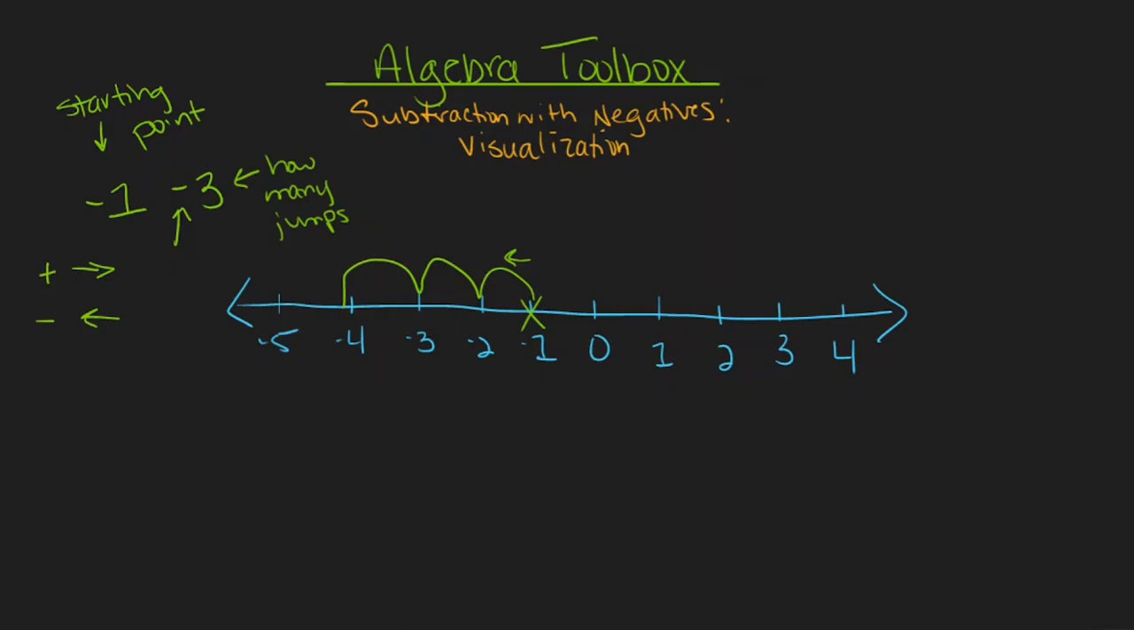Let's try another problem like this. Let's take a look at something like -3 minus 2. Again, the first number tells us our starting point on the number line, so we're going to begin at -3. Subtraction tells me which direction I'm going to move on the number line, so I know that I'll be moving to the left. And then the second number, 2, tells me that I need to take 2 jumps from my starting point. 1, 2. This tells me that -3 minus 2 equals -5.